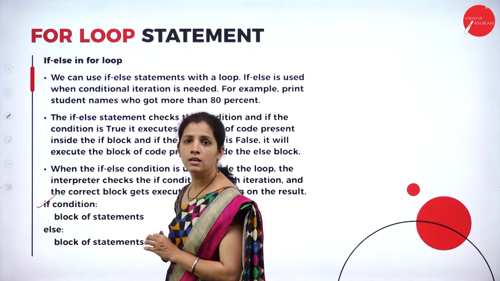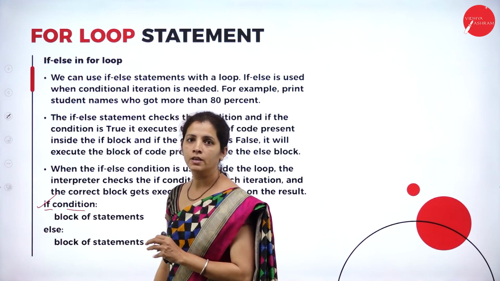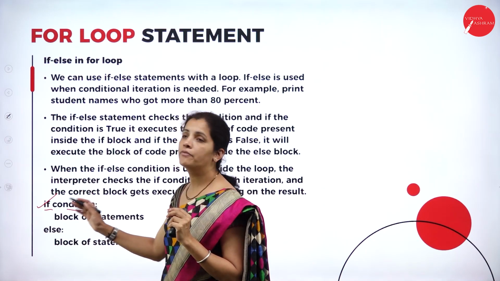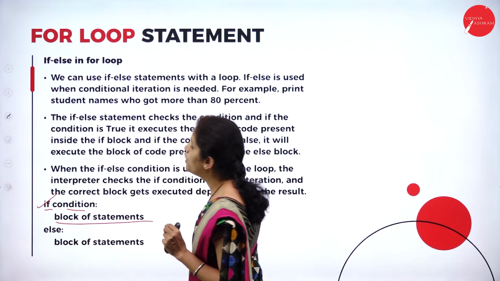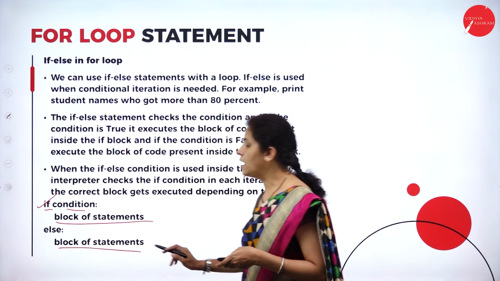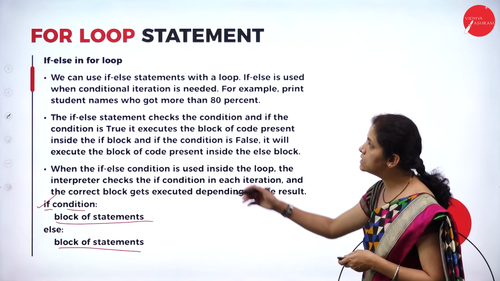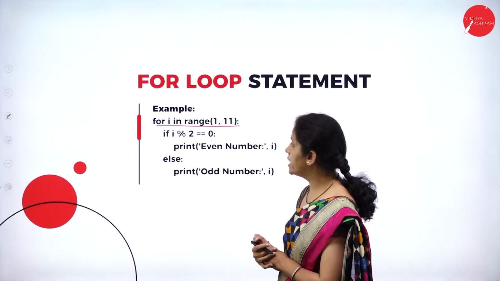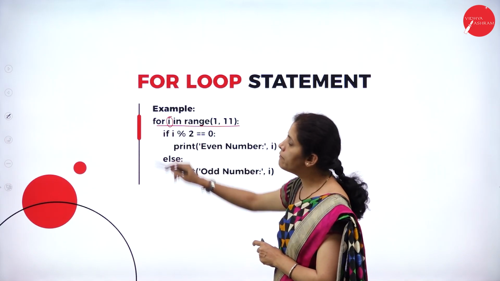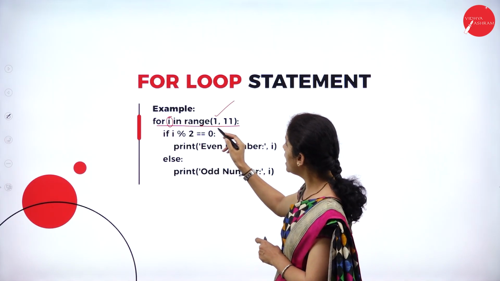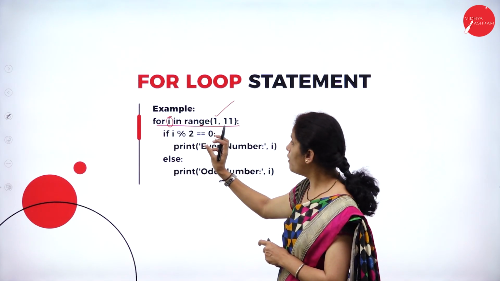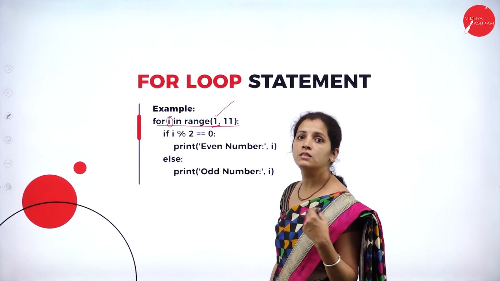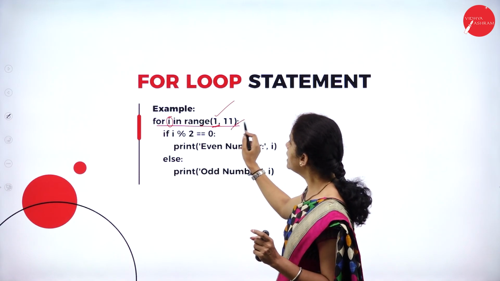So see, what is the syntax? First I'm going to have the for loop. In that I'm going to have the if condition, and I'm going to have a block of statements, else I'm going to have a block of statements. Now let me discuss this concept with the help of a program. See here, for i in range. So here, what is the i value now? It is 1. I'm going to initialize i with 1. By default, the range function starts from 0. But here, I'm going to start from 1 to 11.